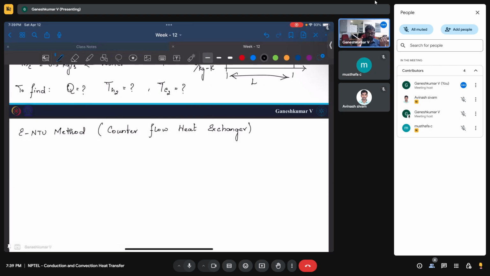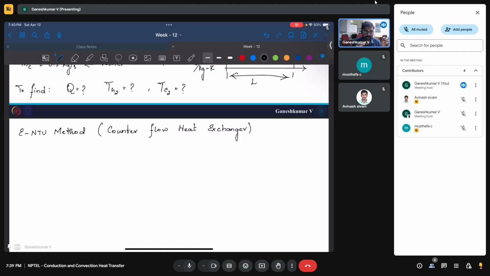So we initially have to start. We know that in the epsilon-NTU method, for a counterflow or parallel flow heat exchanger, we have a relation for epsilon and NTU. So we need to find NTU first, and the specific heat ratio, and from there you can find epsilon. And once you find epsilon, the heat transfer rates and temperatures you can find out.